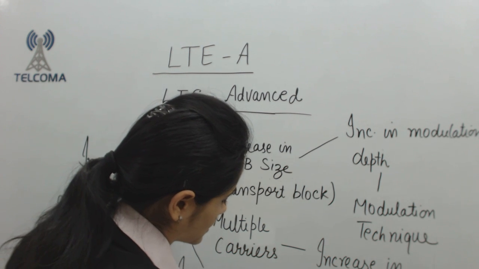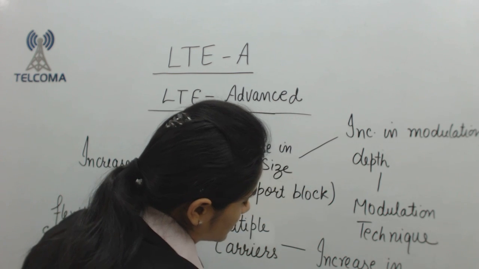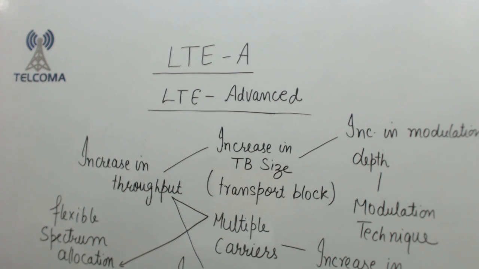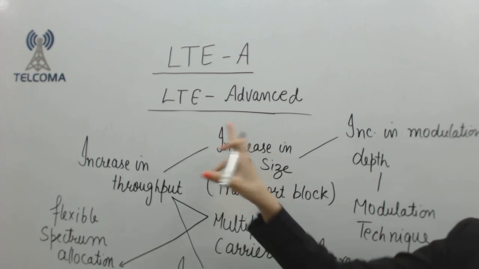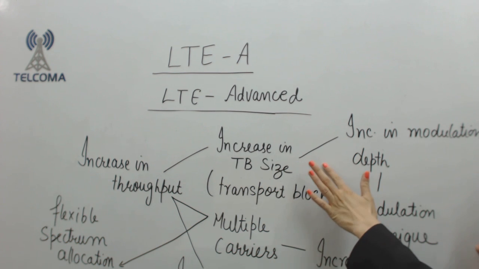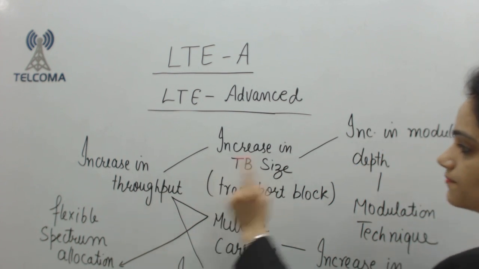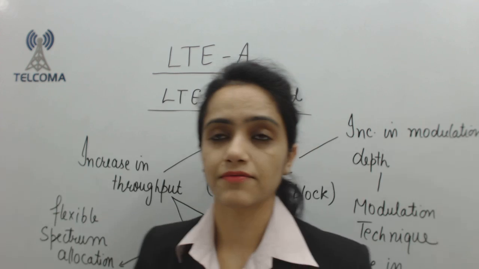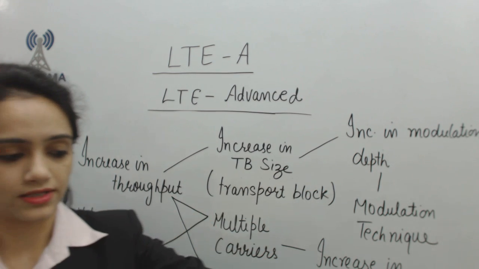With this, we require to decrease the total transmit interval, that is latency. So for increased throughput, these are the things we require in our system: an increase in the TB size, with multiple carriers and MIMO. For that, we require to improve the modulation technique, we require to increase bandwidth, so we require flexible spectrum allocation. That's how, with the help of this, we have achieved the increase in the throughput values.